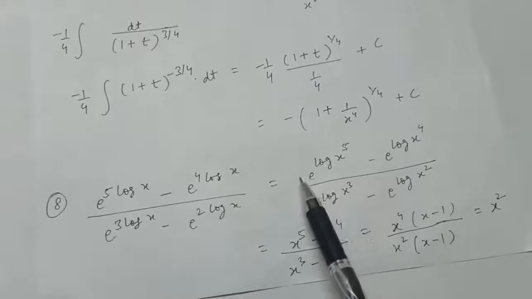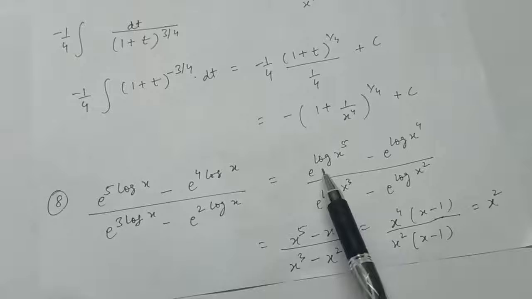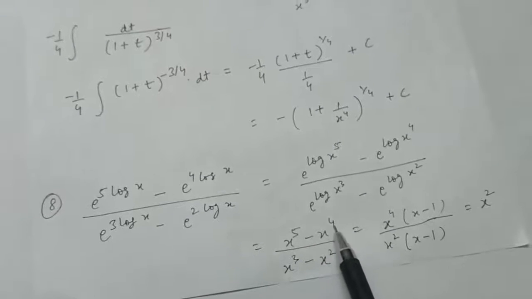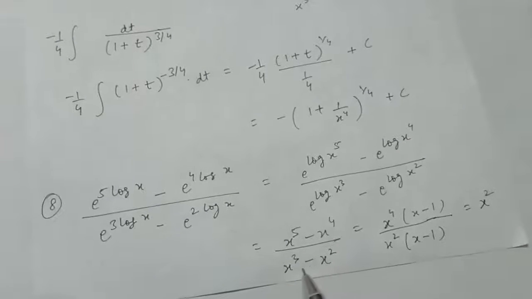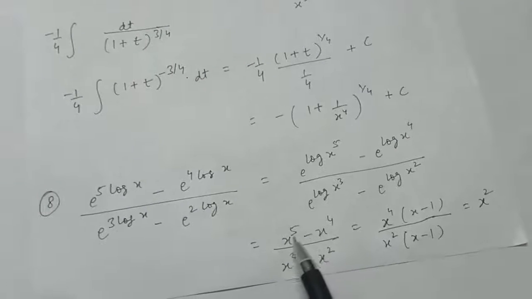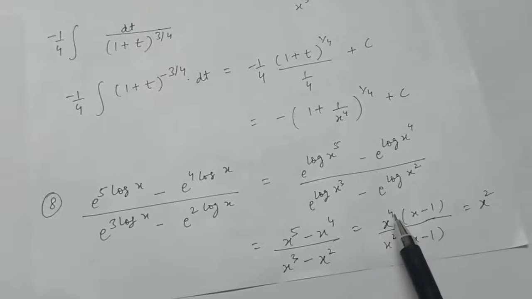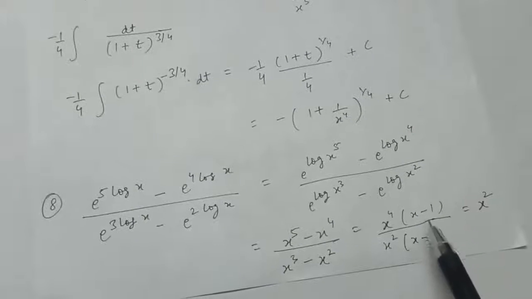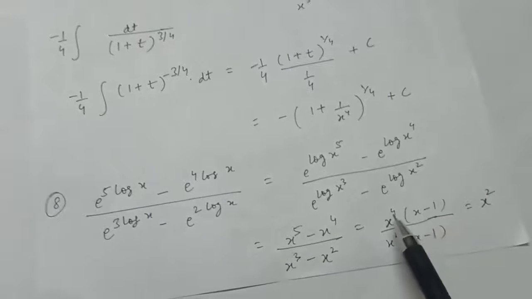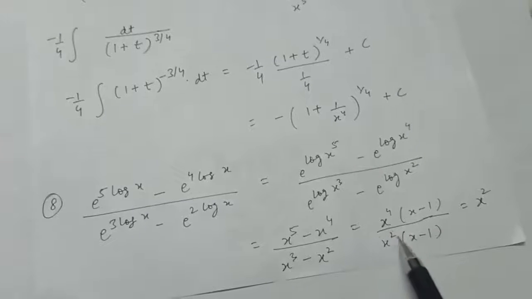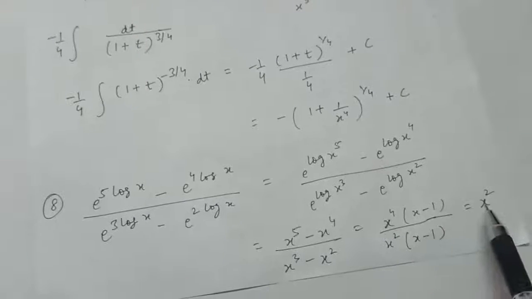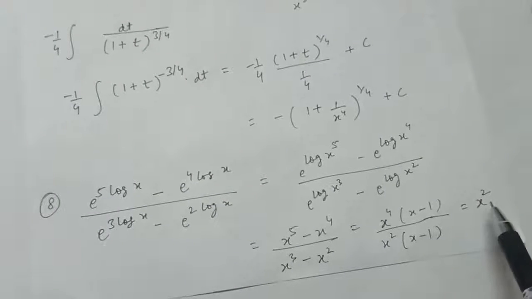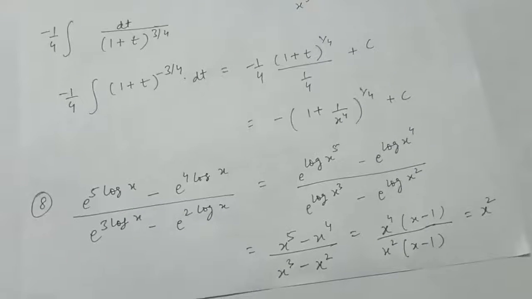Now because inverse of exponential function is logarithmic function, therefore you will get this as x raised to the power 5 minus x raised to the power 4 upon x cube minus x square. From both of these terms we can take out x raised to the power 4 common, and from these take out x square common. You will get the left terms as these, cancel out this, and also x raised to the power 4 upon x square will be x square. So this function has been reduced into the function x square. Now you know the integral of x square.